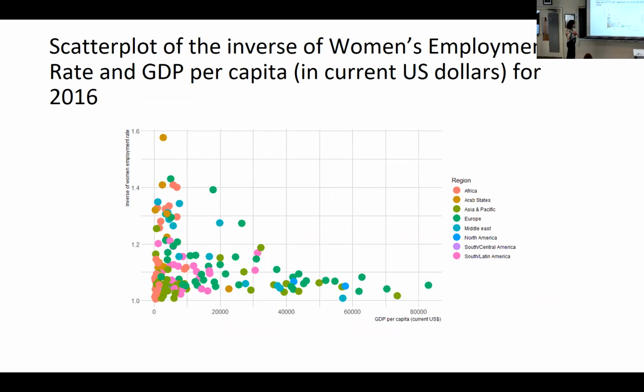Again, since this is the inverse, the closer to 1, the higher the employment rate. We see that for high income countries, that gets more concentrated here. But in low income countries, you have countries with really high unemployment for women, but also countries with very low unemployment for women, even very poor countries.